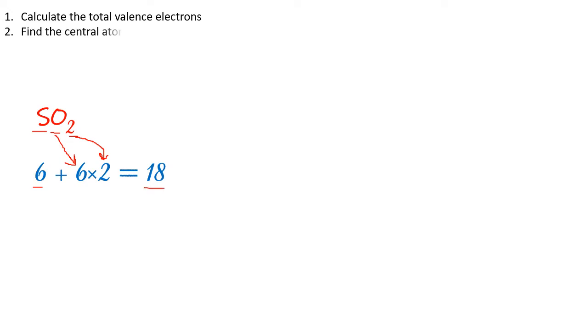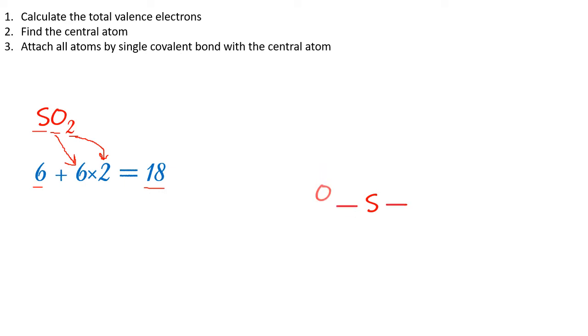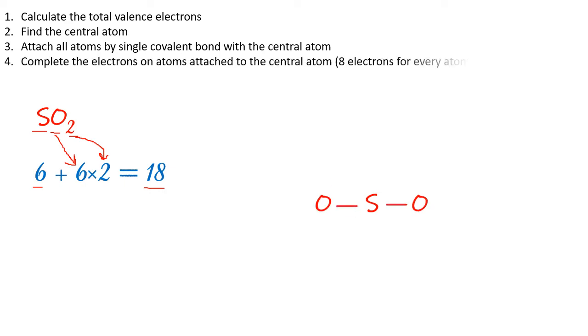Okay, step number 2, find the central atom. So what should be the central atom? Sulfur. Step number 3, attach all atoms by single covalent bond. Now step number 4, complete electrons on all atoms. So 1, 2, 3, 4, 5, 6, 7 and 8, 2 already there. Okay, so in this oxygen atom, 1, 2, 3, 4, 5, 6, 7 and 8. So we have completed 8 electrons. 8 electrons here in this oxygen, 8 electrons here in this oxygen. So 8 plus 8, total 16 electrons we have drawn on this structure.